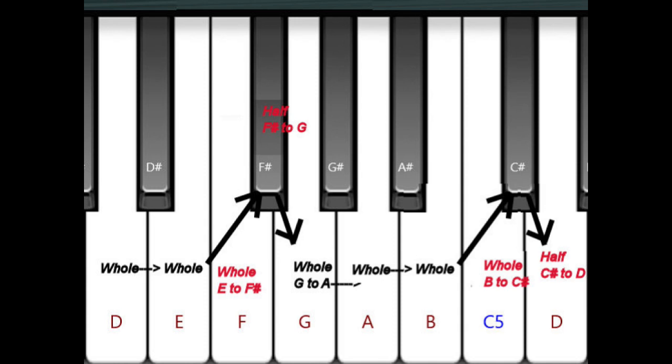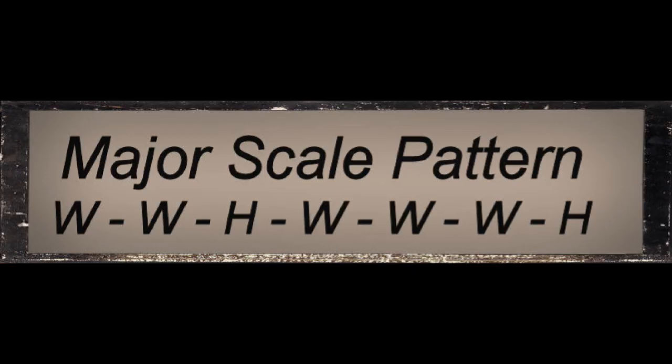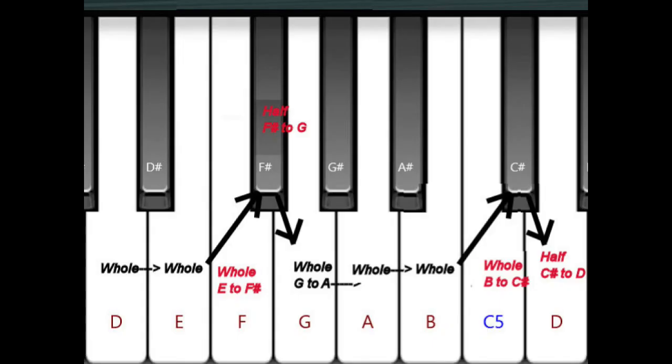That gives us the whole step that we need for the pattern. So we have D, E, F sharp. Now the pattern calls for a half step. One half step above F sharp is G. D, E, F sharp, G. Whole step, half step, whole step.